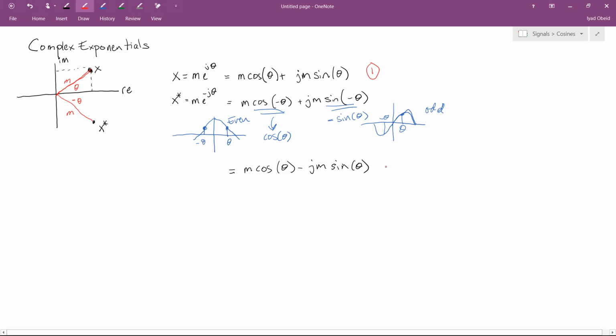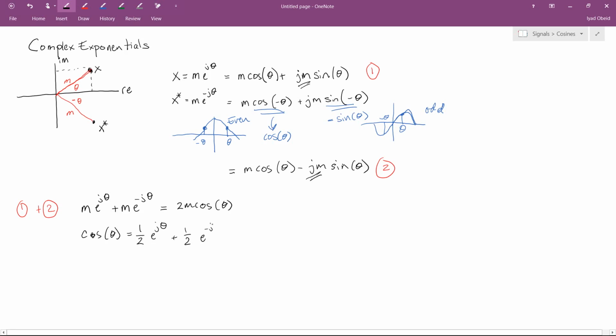All this leaves us with two equations: equation number 1 and equation number 2. If we take equation 1 and add it to equation 2, let's add the left sides together. We get m e to the j theta plus m e to the minus j theta. On the right-hand side, the two cosines add together, giving 2m cosine theta. The sines are equal and opposite, so they cancel each other out to 0. Rewriting that slightly, we get cosine of theta equals 1/2 e to the j theta plus 1/2 e to the minus j theta.